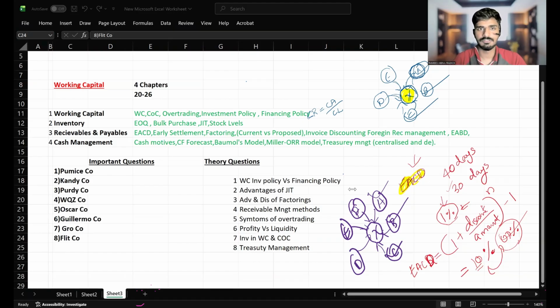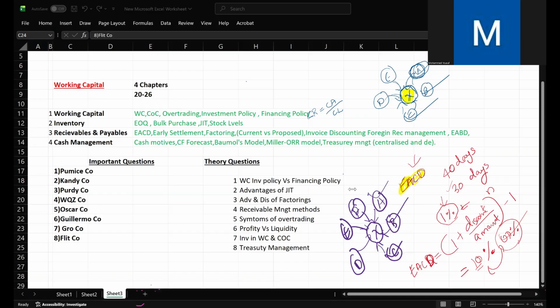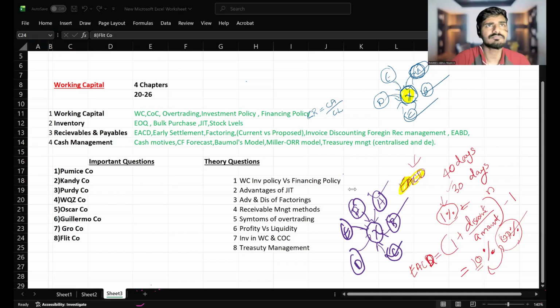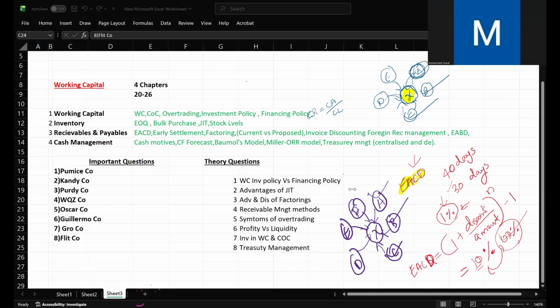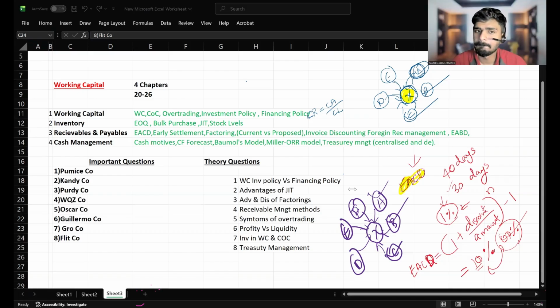Anyone have any questions? Sir, can you say something about TQM, total quality management? Total quality management is not an important question from working capital. It's not being tested in working capital. Because it was like JIT versus TQM in the study text. Which study text? I don't think TQM will be tested. It's like an out of syllabus thing.